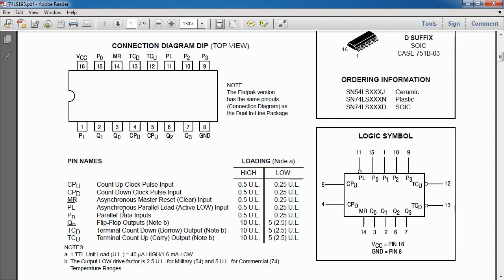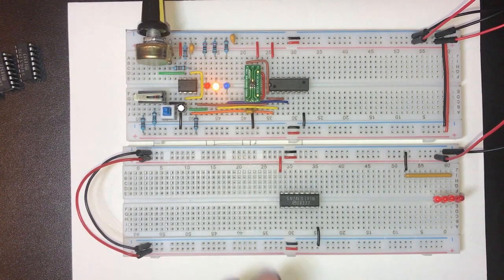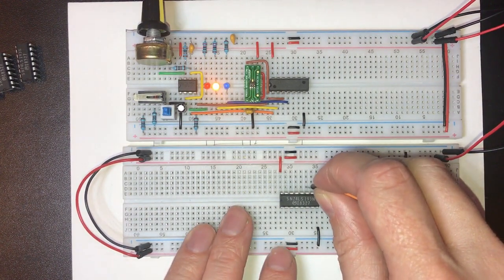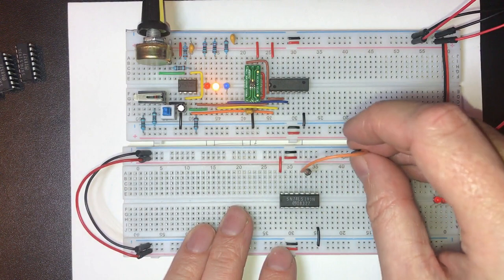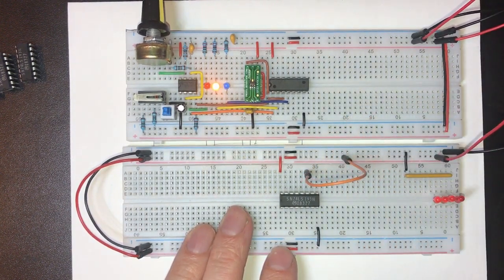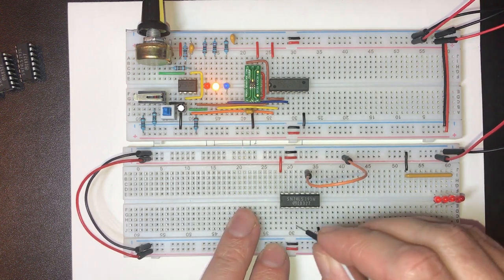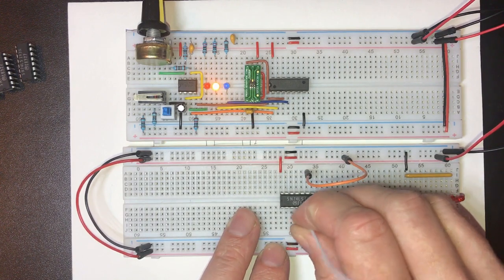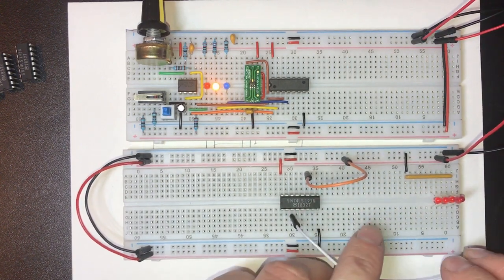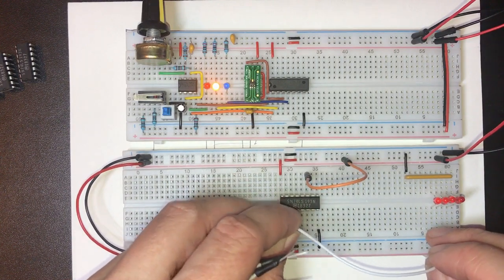Now that's an active low pin, so we're going to want to bring that high. That's pin 11 here. Let's come up here. So if we bring that high, that should be okay. And now we need to bring our 4 outputs over to the LEDs. So this is Q0. Bring them down a bit.